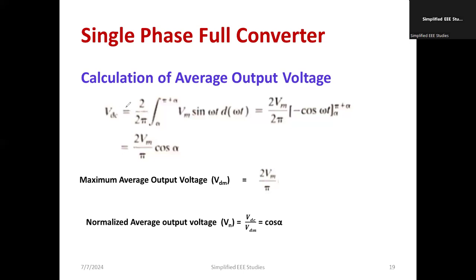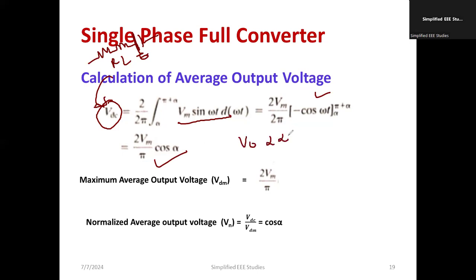So we can calculate the DC output voltage across the RLE load. VDC can be written as 2 by 2 pi, integral from alpha to pi plus alpha. I'll be considering only one half cycle, Vm sin omega t d omega t. By integrating, you can put the upper and lower limits accordingly. I'll get VDC is equal to 2 Vm by pi cos alpha. So the output voltage is directly depending on the firing angle. That is why it is known as a controlled rectifier.